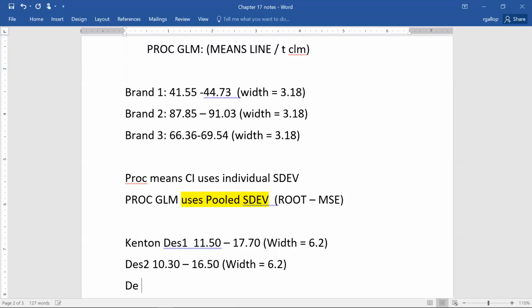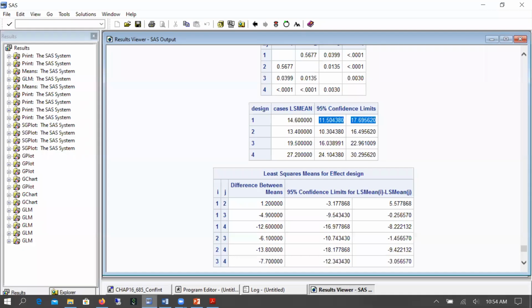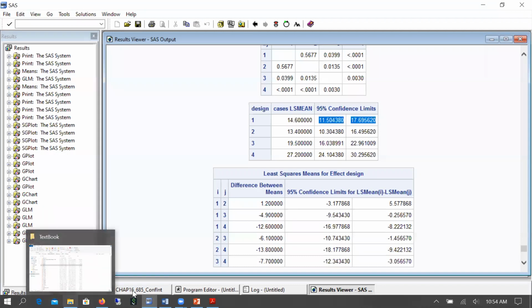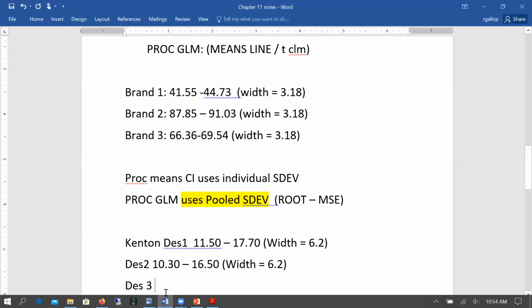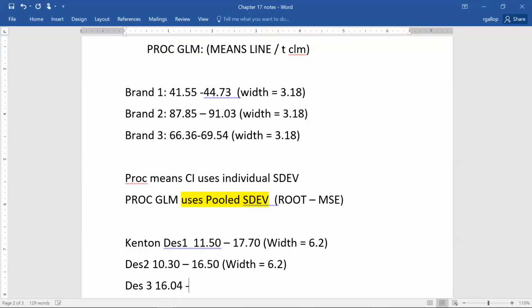And then if we go to design three, I won't do all four, we'll just do these ones. So if we go to design three really quick, we could look at this. So this one is 22.96 as the upper bound, 16.04 is the lower bound. So if we write this really quick, design three, we got the 16.04 is the lower bound, 22.96 is the upper bound, and then the width here is 6.92. So you notice these two have the same width, this one does not.